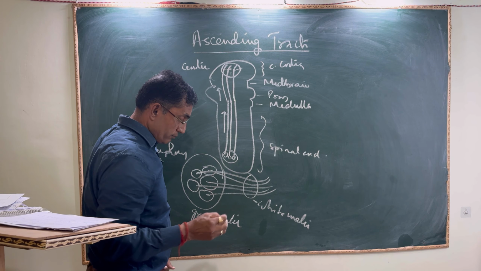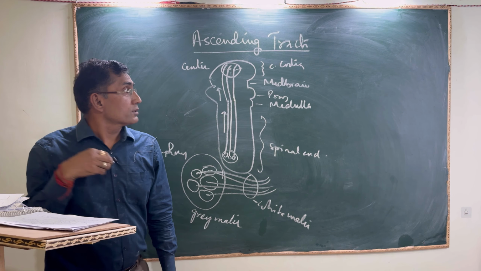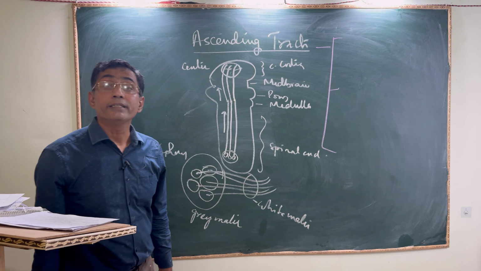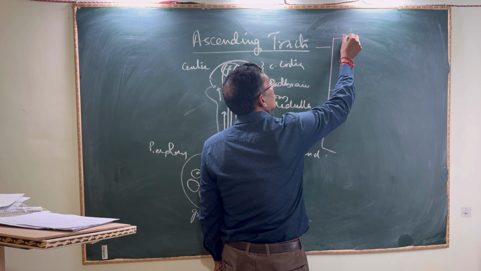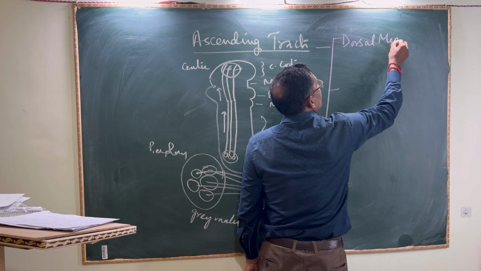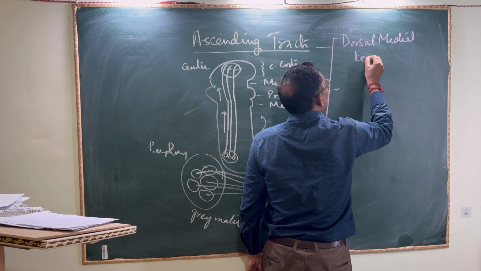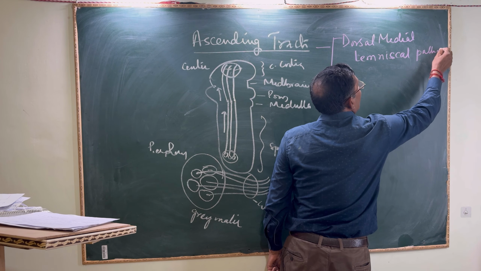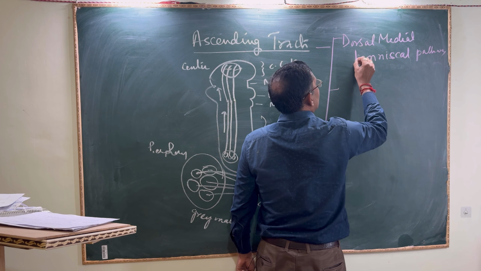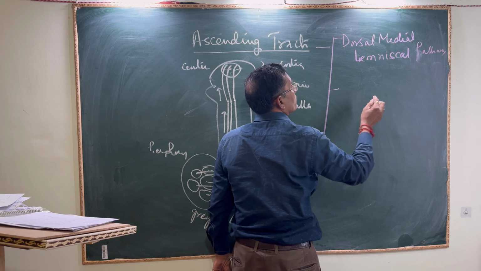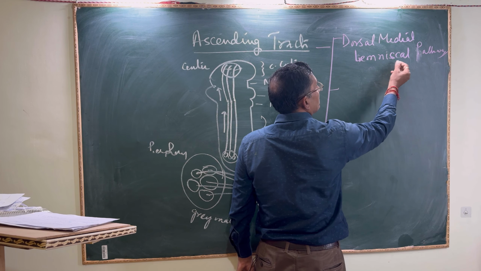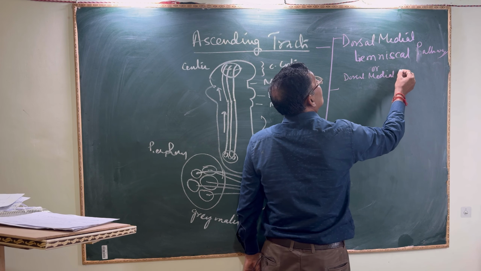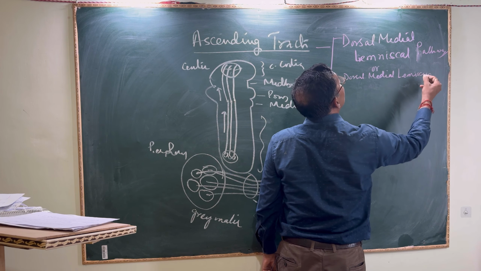Now if we classify the ascending tracts, they are classified into three categories. One is the dorsal medial lemniscal pathway. Lemniscal pathway, it must be capital, lemniscal pathway or dorsal medial lemniscus system.